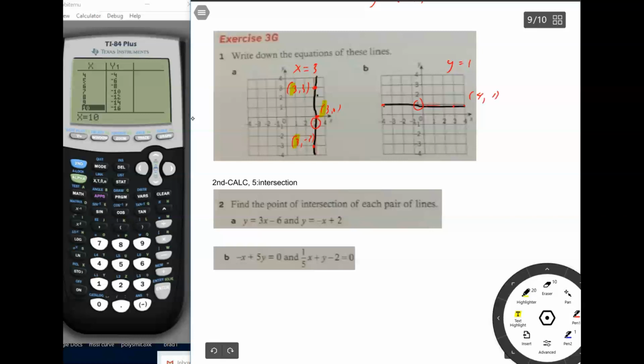So this is 4, 1. This is negative 4, 1. So you see how the y value is always 1? So when you have a horizontal line, it's defined by y equals something. In this case, the height is 1, so it's y equals 1.